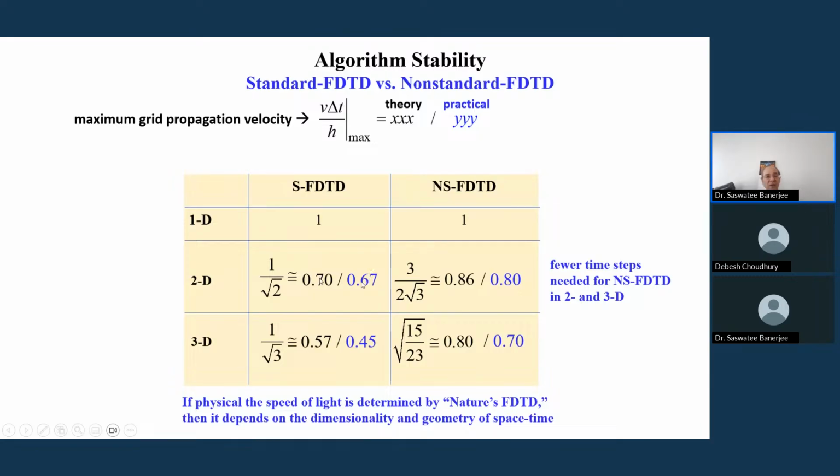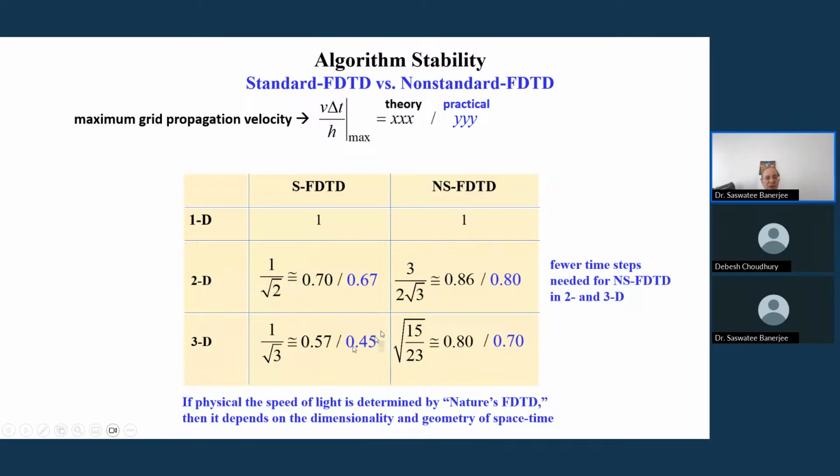In 2 dimensions, there's a theoretical speed limit and a practical speed limit. And again, because you have more than just this wave equation, you have some other things to handle boundaries at the edge of the computational space. So there's a practical speed limit, but it's much higher in the non-standard methodology. Here it's 0.67, just 2/3. Here it's 4/5. So you have fewer time steps, so you go faster.